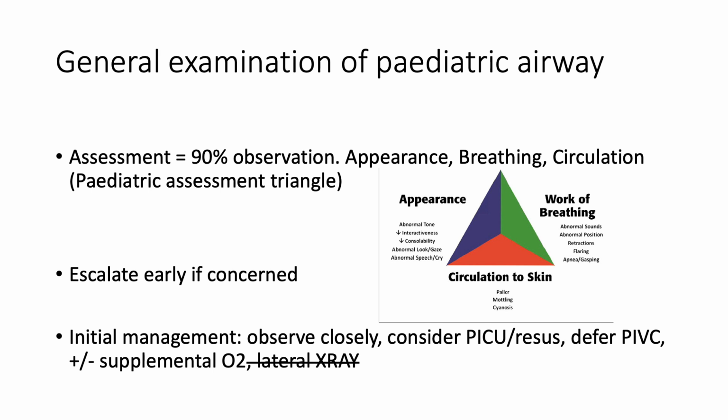So for the general examination of the pediatric airway, I like the pediatric assessment triangle approach. We do appearance, breathing and circulation. For appearance, you look at the general appearance of the child. Most of the time you can see how they interact with the world, interact with their carer, their general demeanour. So are they consolable from their carer? Do they have anything abnormal about them, whether their look, their gaze, their posturing? Things specific to airway obstruction would be if they're tripoding, sitting forward, their shoulders hunched. If they've got abnormal tone, obviously if they're hypotonic, if they've got decreased consciousness, you'd be very concerned.